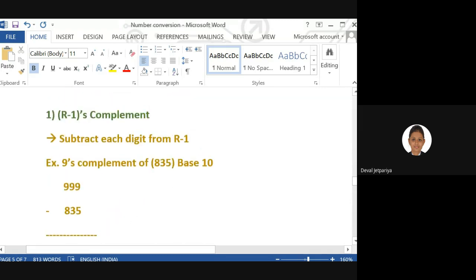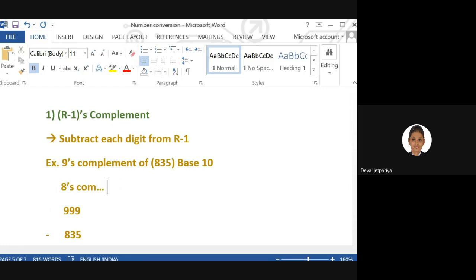Sure. See, r minus 1, that means very simple. Whatever is told to you, like find out ninth complement, so simply from 9 you need to subtract. Suppose it is told to find out eighth complement, then you need to subtract your number from 7. Okay, as simple as that.